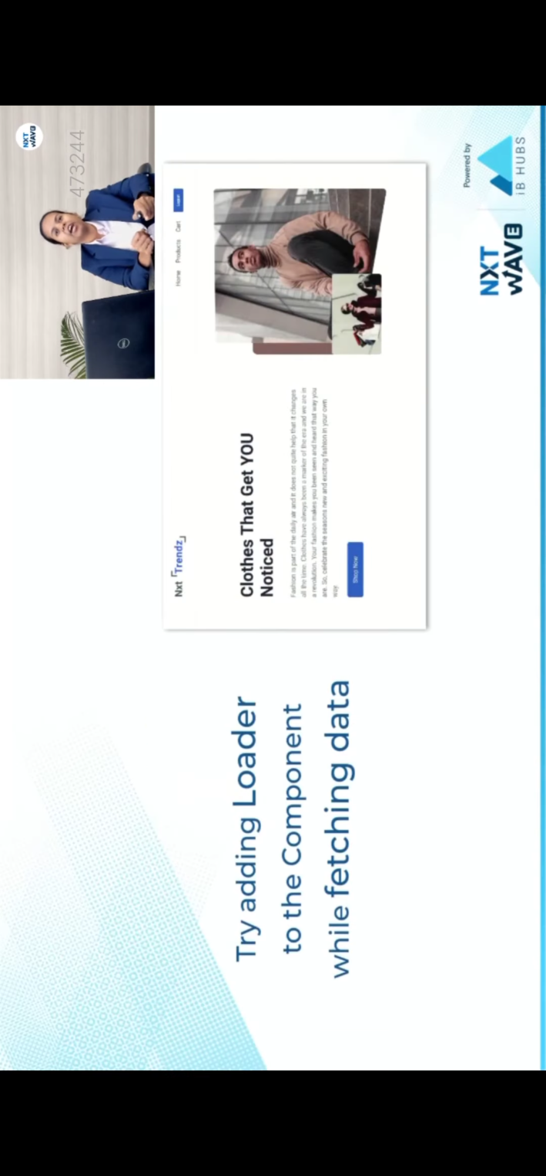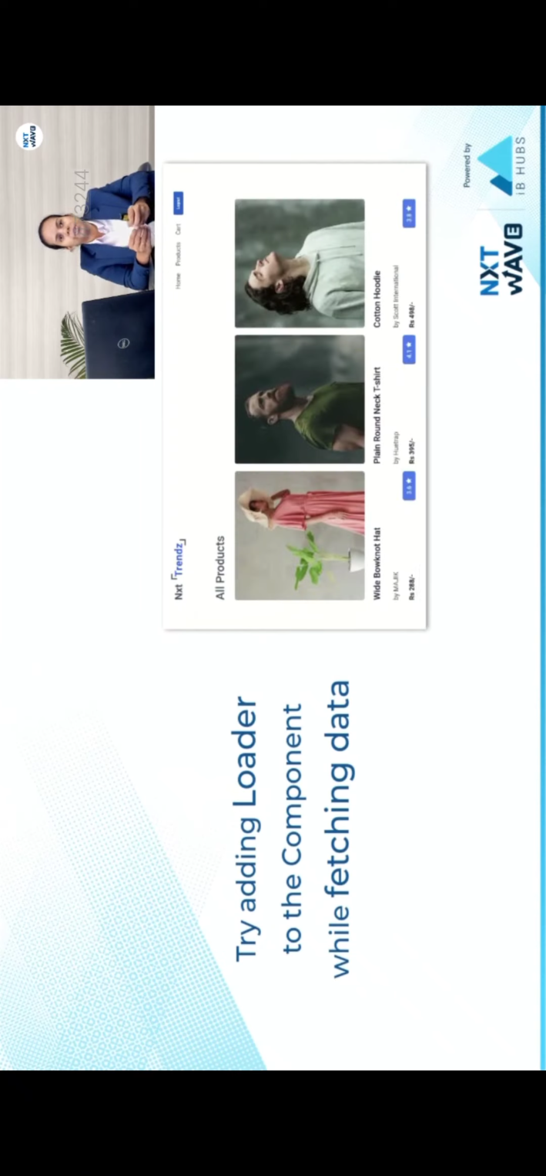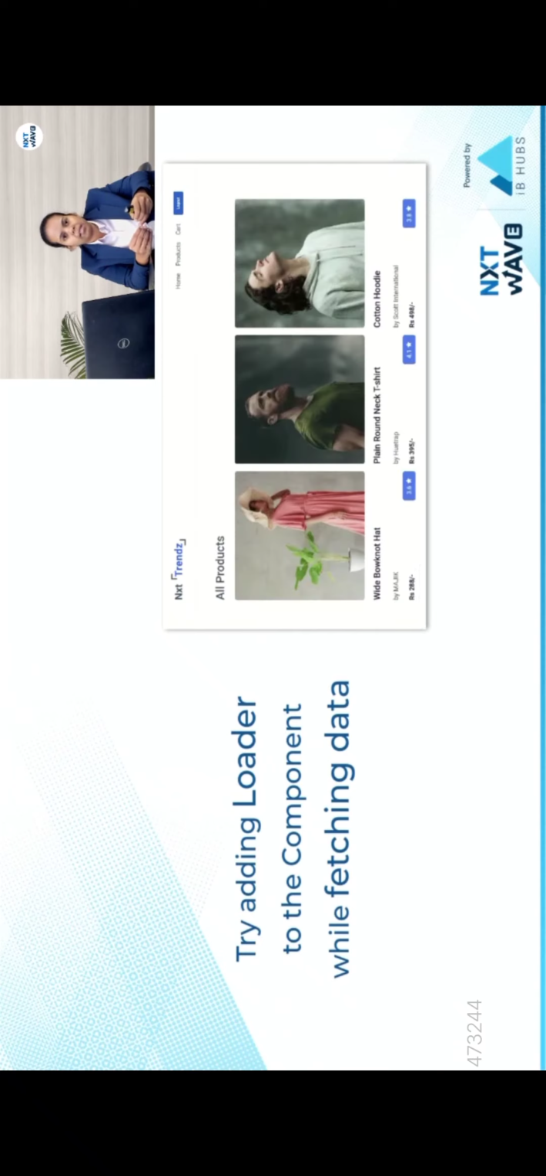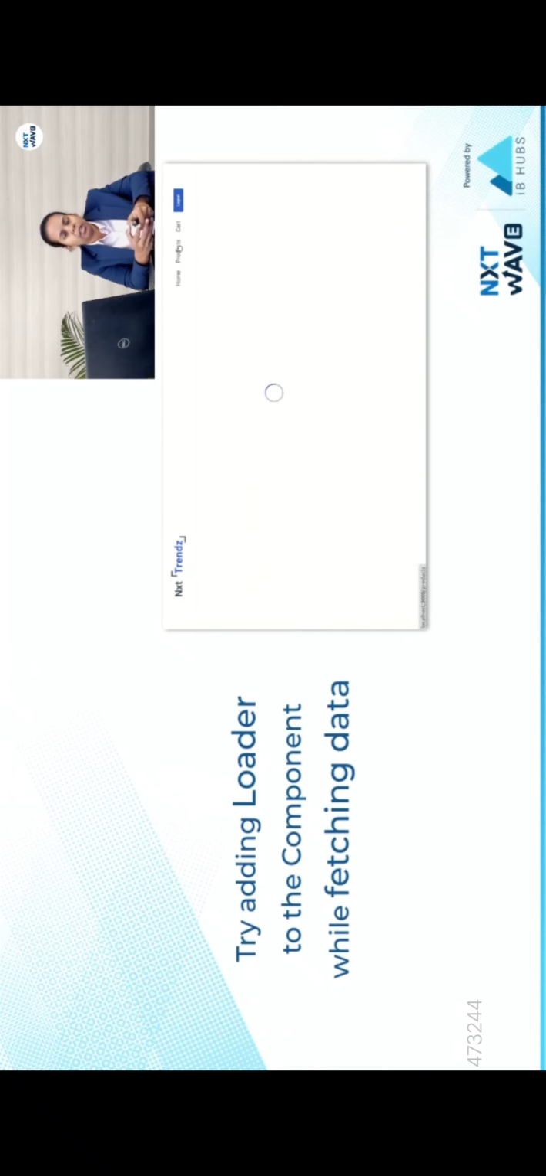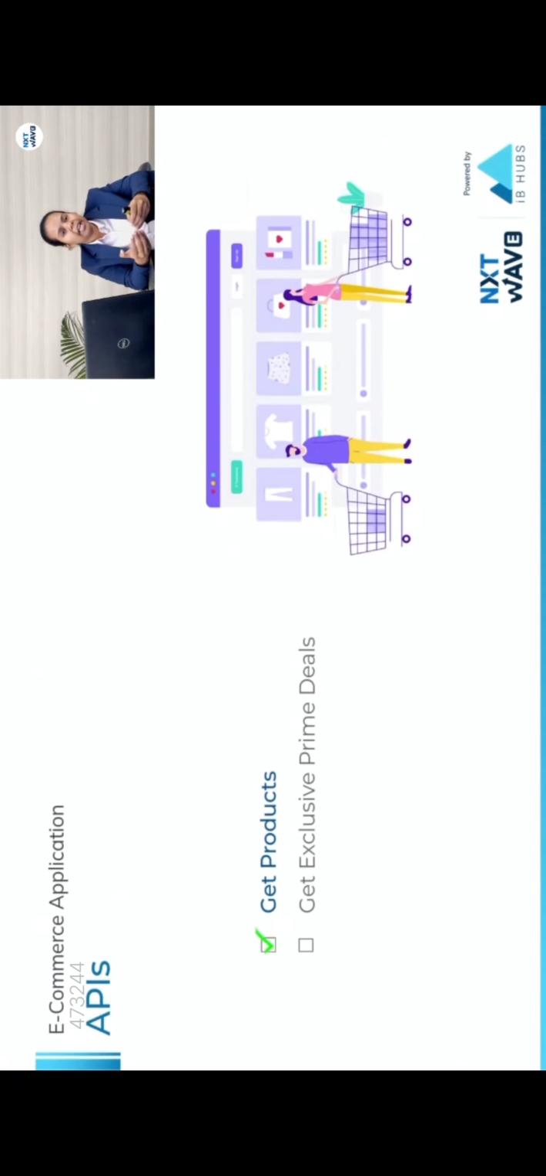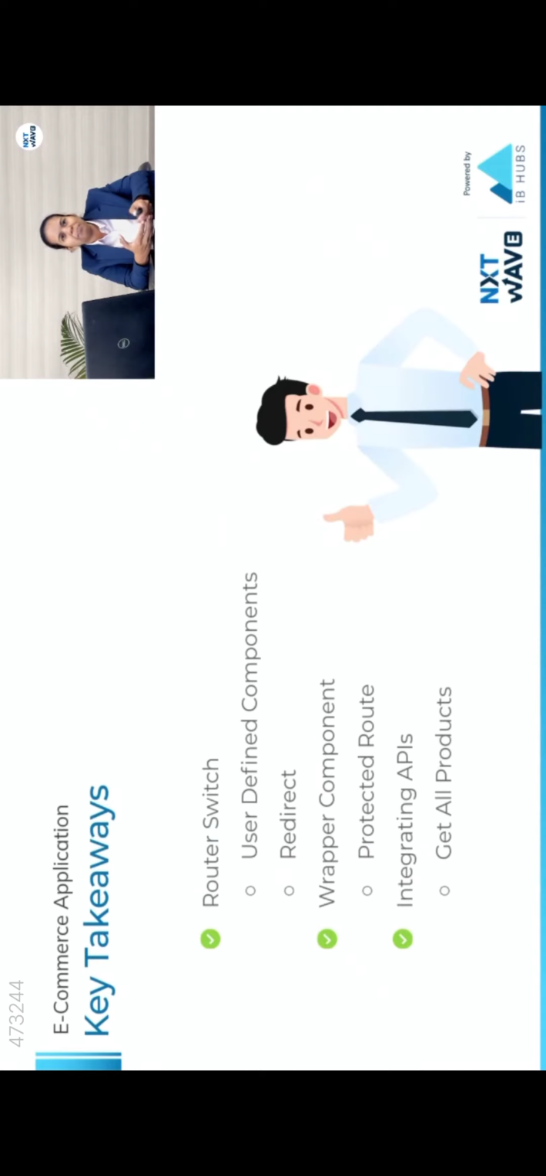Clear? Now what you could do is try adding a loader to the component while fetching the data. Let's say we are accessing the get products API; when the API call is in progress, you can try to add a loader there. So do give this a try. Now we are done with the get products API. In the next session, we'll cover the remaining ones. Coming to what we have covered in today's session.